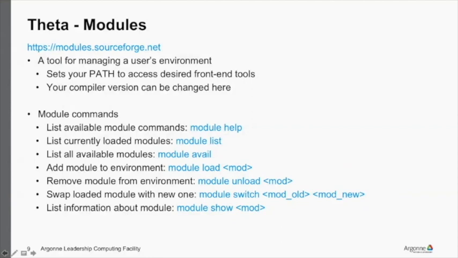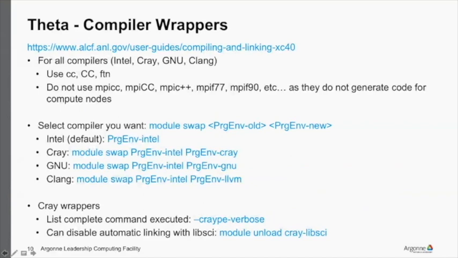For certain modules, you may want to swap them instead of explicitly loading and unloading. So you can then use module switch, the old module, maybe that's the current compiler in your environment, and then followed with the new module, which may be the new compiler that you want to switch to. Maybe you want to switch from an Intel compiler to the GNU compiler. So using module switch is one mechanism to do that. And if you want to see additional information about that module and how it changes your environment, you can do module show and that module. And then you'll see an output of all the commands that are executed to update your environment.